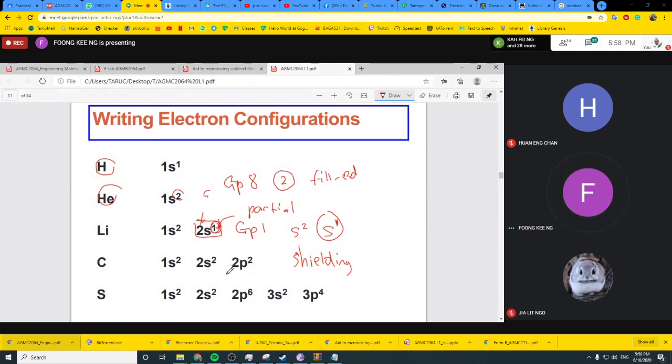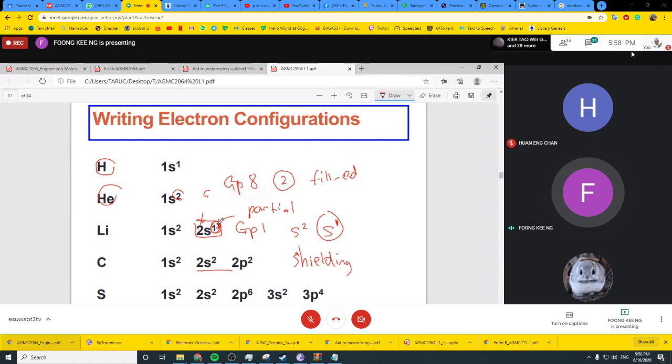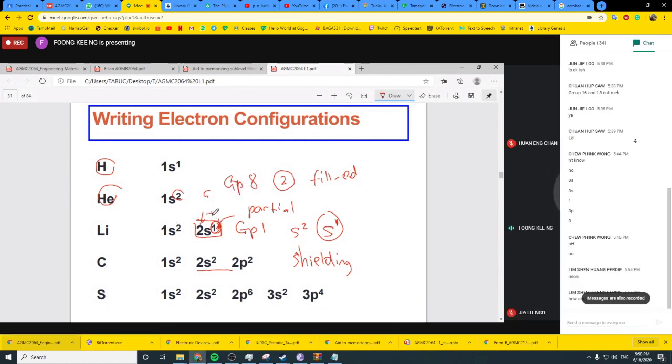All right. Did I answer your question? Yes. All right. You can still take away the 1. That's why lithium is what? Group 1. Group 1 means what? It will form a positive charge ion. All right. So next one.